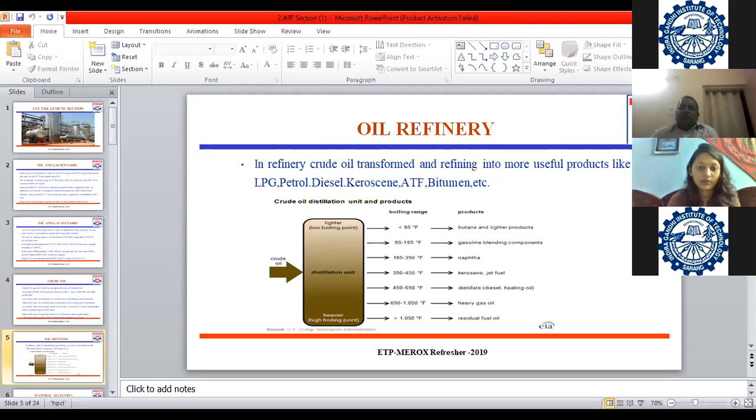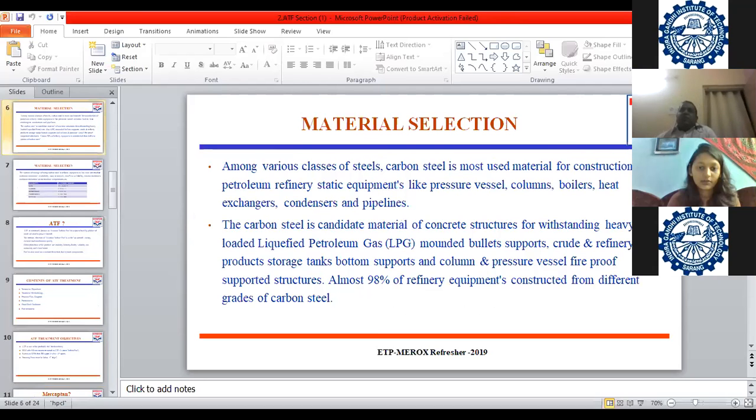And above 1050 degrees, it is the residual fuel. After that comes the bitumen. Bitumen is generally used for road making tars. Generally, pitch is used as the solid fuel in thermal power plants, but now petroleum coke is in more demand for road making and tar purposes.